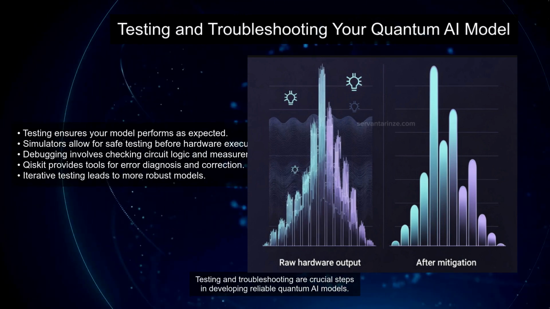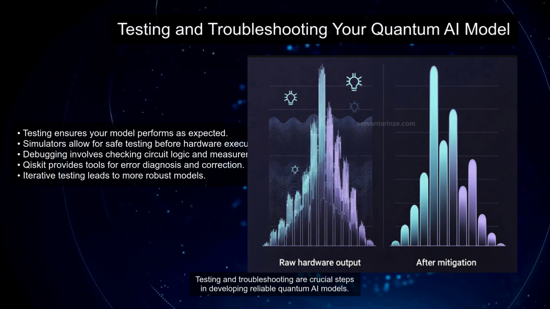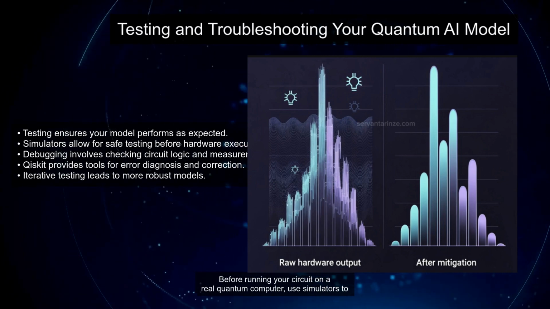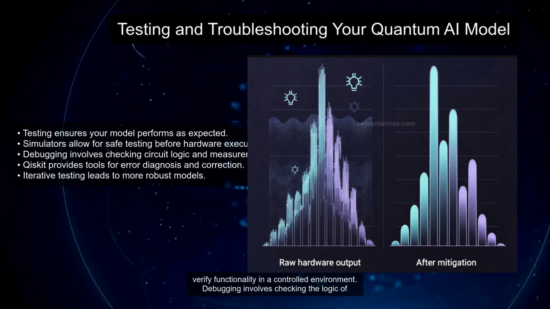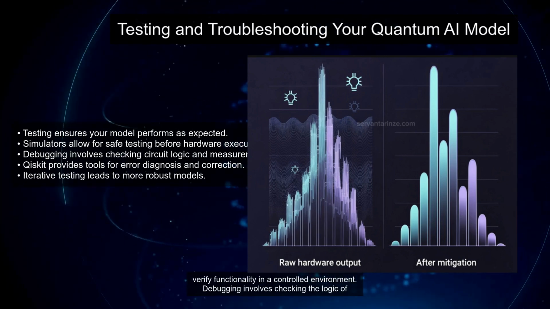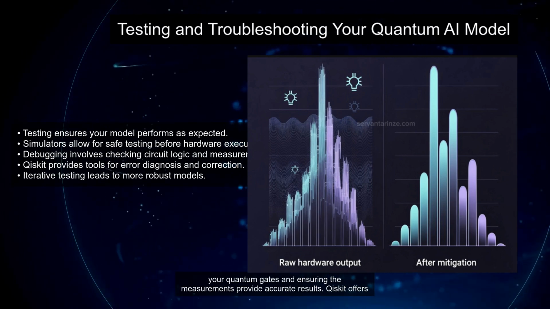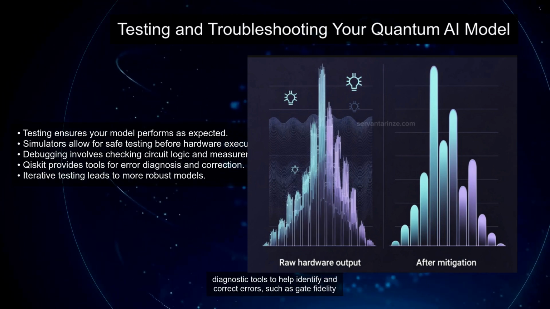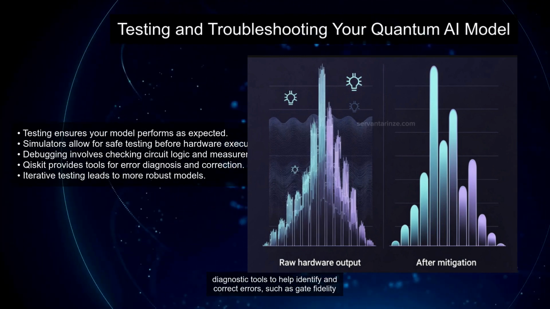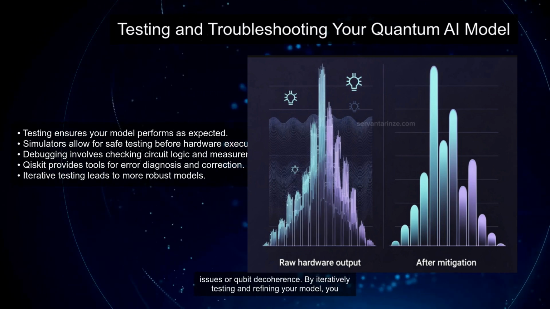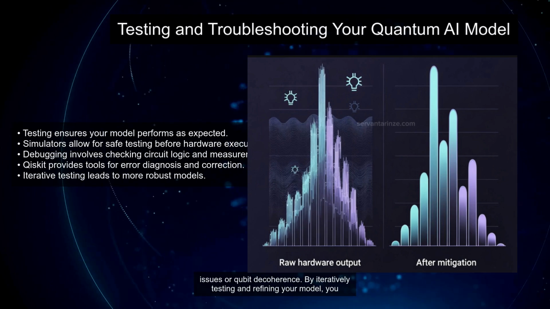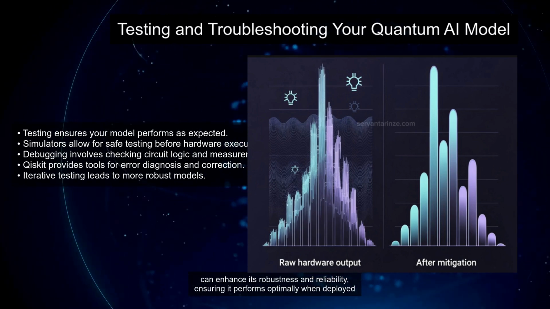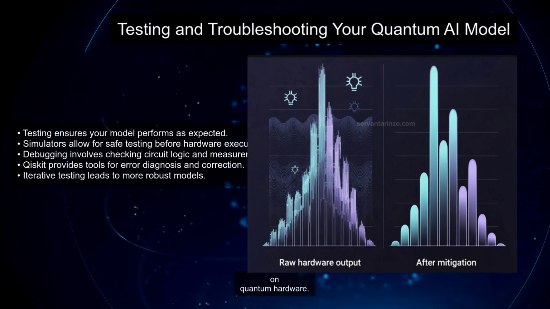Testing and troubleshooting are crucial steps in developing reliable quantum AI models. Before running your circuit on a real quantum computer, use simulators to verify functionality in a controlled environment. Debugging involves checking the logic of your quantum gates and ensuring the measurements provide accurate results. Qiskit offers diagnostic tools to help identify and correct errors, such as gate fidelity issues or qubit decoherence. By iteratively testing and refining your model, you can enhance its robustness and reliability, ensuring it performs optimally when deployed on quantum hardware.